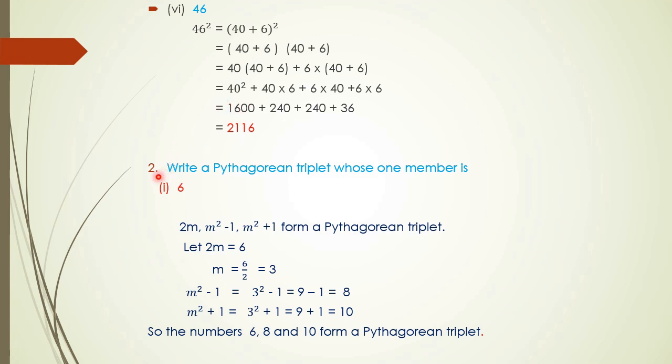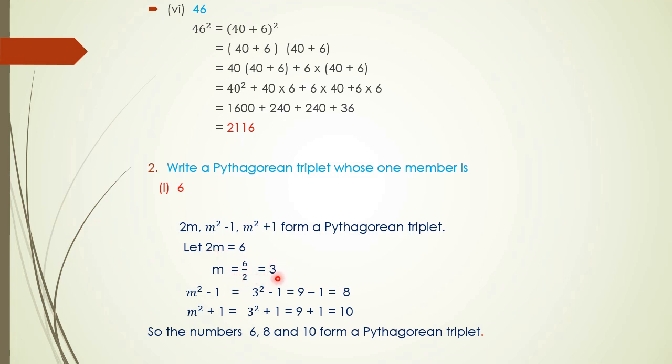Okay, question number 2. Write a Pythagorean triplet whose one member is 6. Children, here in a Pythagorean triplet, you know, we get 3 numbers. They are 2m, m square minus 1 and m square plus 1. So we have to find the 2 numbers. One number is given. The given number we take as 2m. So we write, let 2m be equal to 6. So m is equal to 6 divided by 2, which is equal to 3.